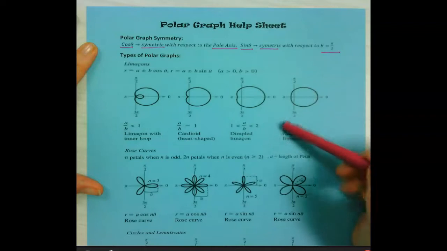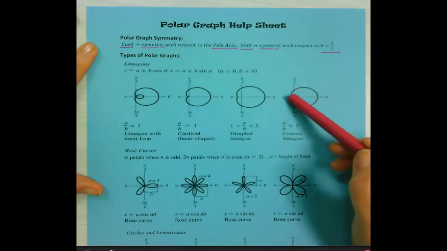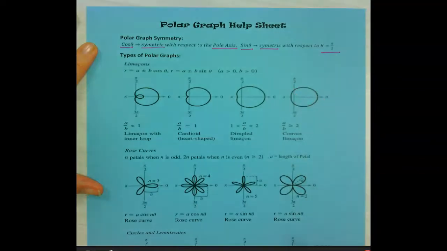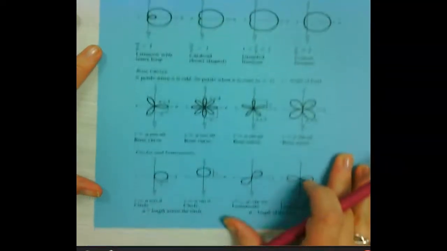And then finally, if a over b is greater than 2, it's going to be a convex limaçon. So you can see it comes out instead of pushing in, and so that just is a little different shape.